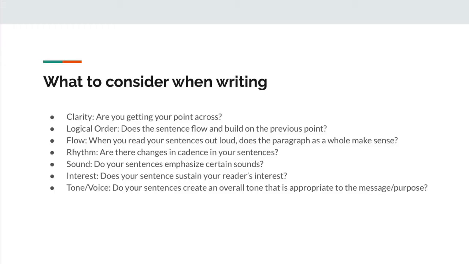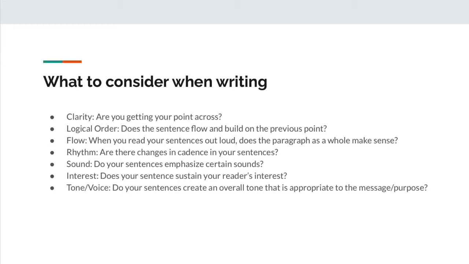These are a few questions that you can consider when you're writing about clarity. Are you getting your point across? Is your reader fully understanding what you are writing about and why you're writing about it? Logical order. Do the sentences flow and build on the previous point? If your sentences are choppy, your reader is not going to understand what you're trying to prove. Flow. When you read your sentences out loud, does the paragraph as a whole make sense? This goes with the logical order question. If your sentences are not logical and chronological, then your reader is going to get very confused very fast.